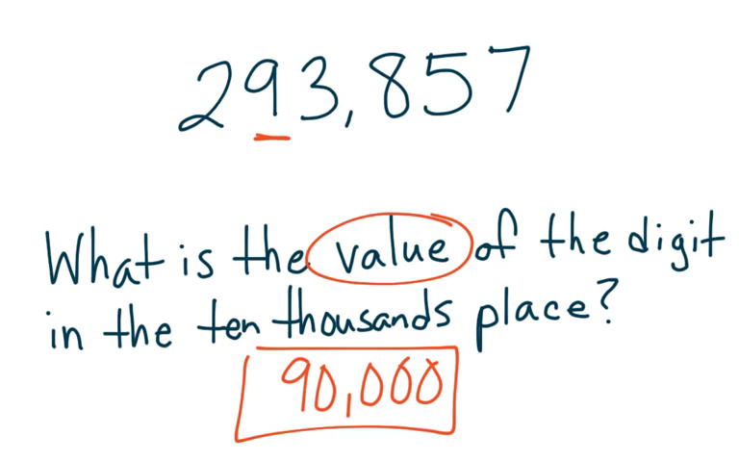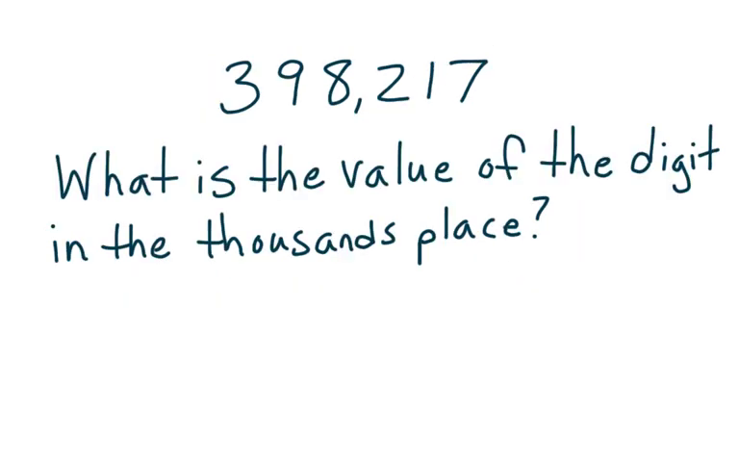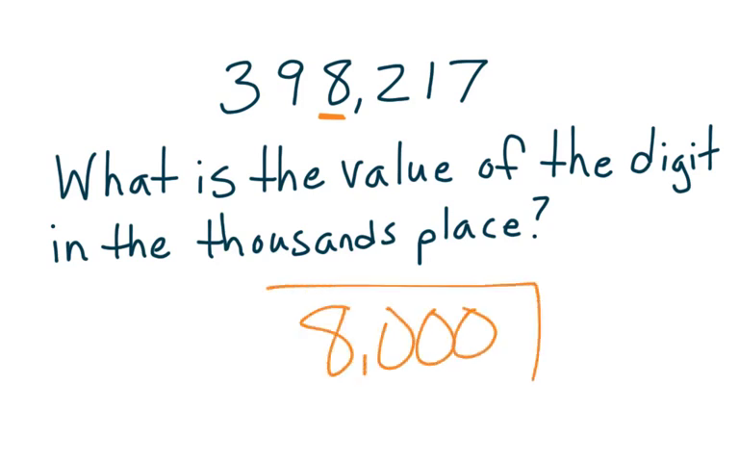I'm going to pose the next question to you. What is the value of the digit in the thousands place? So go ahead and look at this number, 398,217. And on your screen, I want you to tell me what the value is. Okay, the value of this digit in the thousands place would be our 8. That would be the digit in our thousands place, and that 8 is worth 8,000. That would be the value of that digit, 8,000.